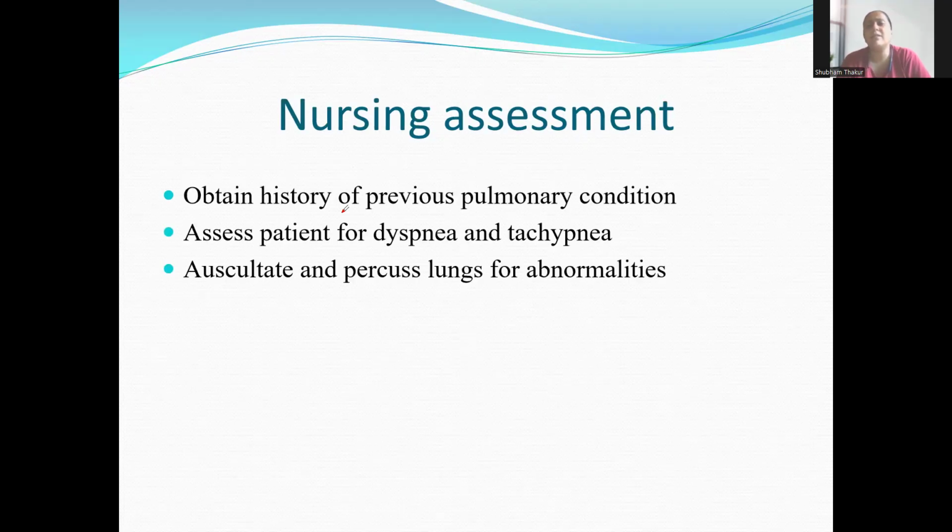And now, what is the nursing assessment? In nursing, firstly, we understand the introduction, definition, classification. After classification, causes. After the causes, we study the pathophysiology, diagnostic evaluation, management. In management, we study the medical management and the nursing management. In nursing management, firstly, we obtain the patient history, assess the patient for dyspnea, and auscultate and percuss the lungs.